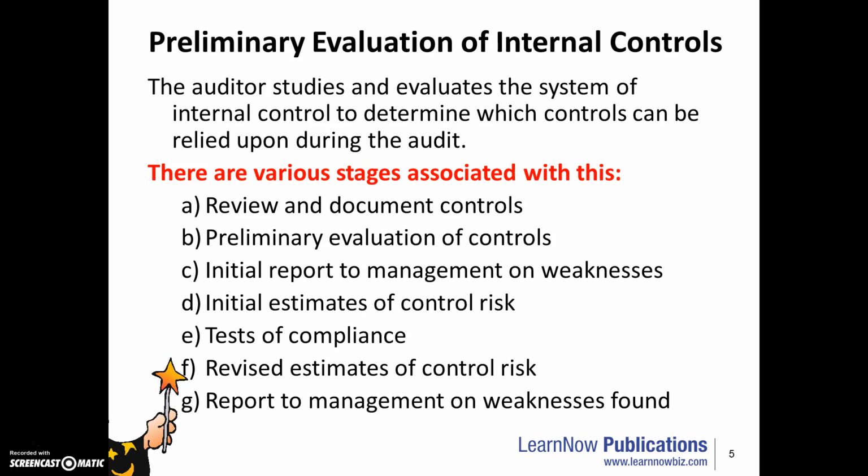Preliminary evaluation of internal controls. The auditor studies and evaluates the system of internal control to determine which controls can be relied on. There are various stages associated with this. They will review and document the controls. They'll perform a preliminary evaluation of controls. They'll provide an initial report to management on its weaknesses. They'll provide an estimate of the control risk. Later, they will test the compliance and provide a revised estimate of the control risk, and finally report to management once more on the weaknesses found.